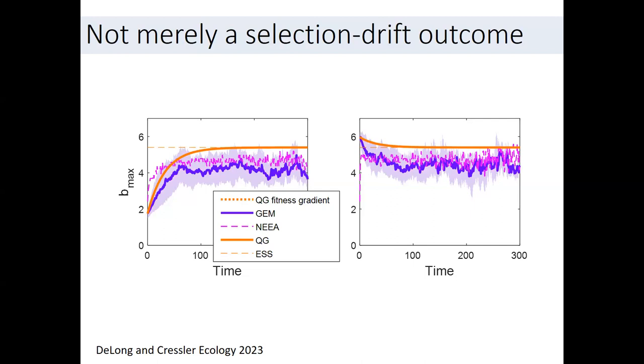One alternative is that you could say, well, this is just genetic drift. It just can't get to the ESS because of drift. So we did a little experiment to test that idea. This is recapitulating what we did in the previous figure, and instead of starting the trait down here, we started it above. If it was just drift, it should have a hard time getting down to the ESS. But it just goes right by it and hangs out at the knee the whole time. So we know it's not just drift. The populations are actually evolving to a non-ESS state.